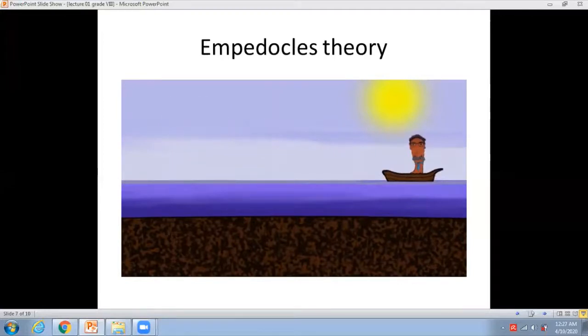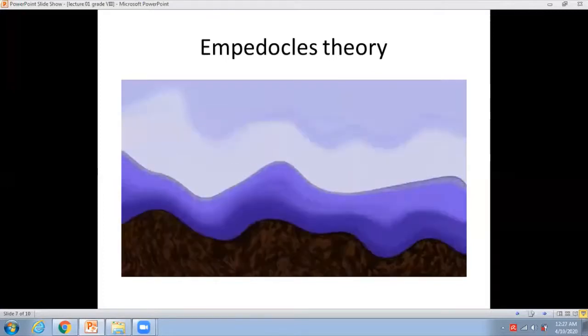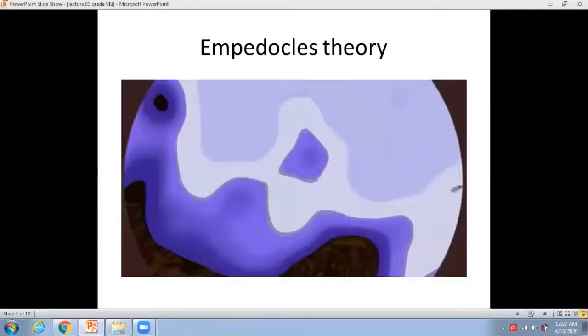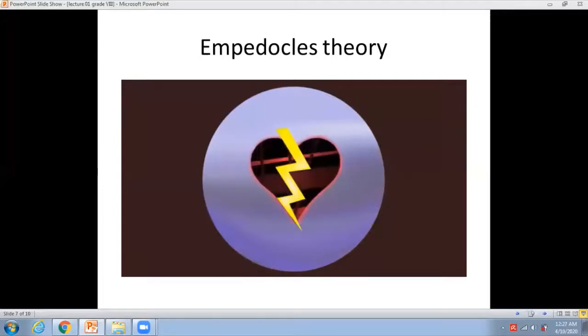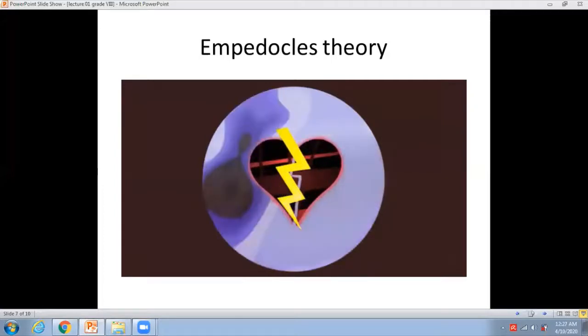Now, at the beginning of the cosmic story, there was only love, there was no strife. All the elements were bunched together into a homogeneous sphere, and no distinction could be made between them. Love was that strong. But at a certain point, strife appeared. The sphere broke apart and the elements became released from their unity.